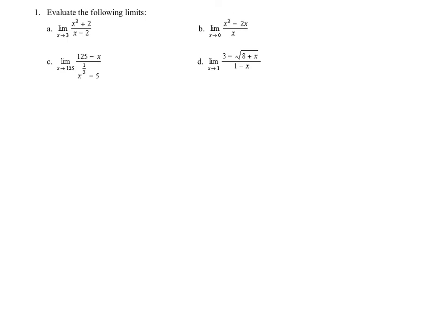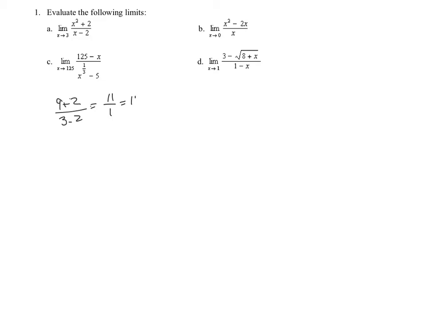Now we have to find the following limits. Limit of x goes to 3 of x squared plus 2 over x minus 2. Remember, the first step of every limit is just to substitute the limit and see if we get a valid result. If we do, then that's the limit of the function. For a, if I substitute x equal to 3, I get 9 plus 2 over 3 minus 2, which is 11 over 1, which is 11. So this means that the limit of a is 11.